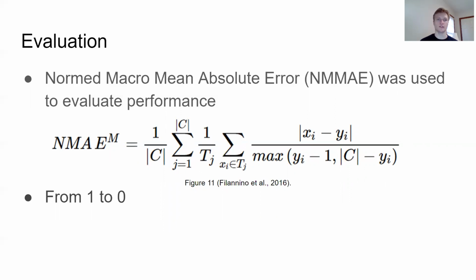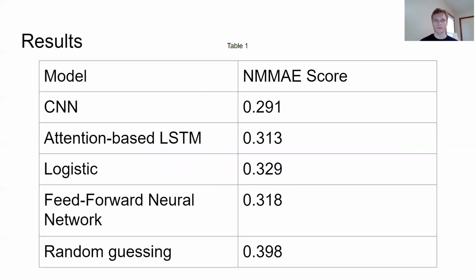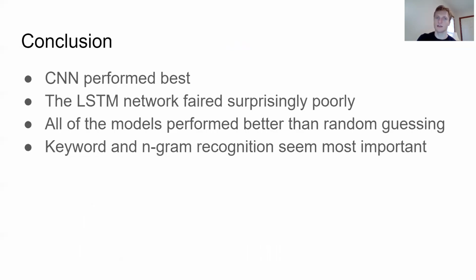To evaluate, I used normed macro mean absolute error. What this does is it normalizes the deviations between the classes and then sums them together. So it's a score from 1 to 0, where 0 is the perfect score. The CNN performed best with a 0.291, and the logistic regression performed the worst with a 0.329. Random guessing scored a 0.398, so all of the models performed better than random guessing.